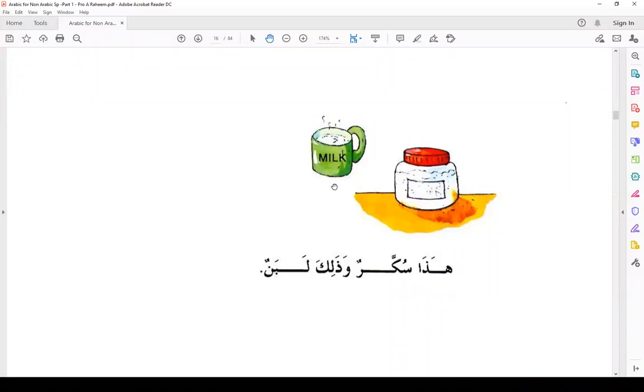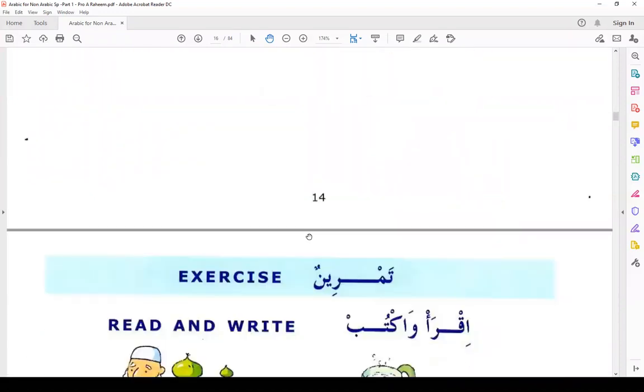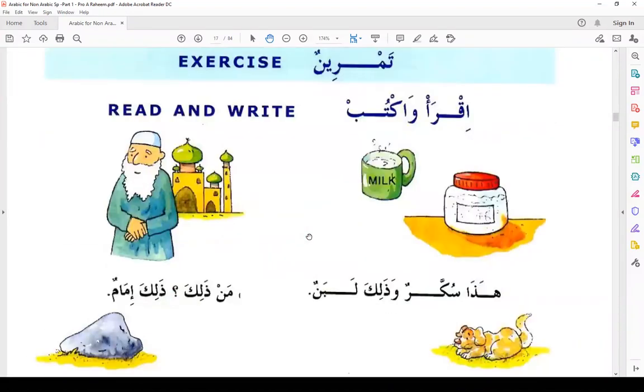Wa dhalika labanun. As I told you all, laban can be used like milk in itself, and it is used as milk, but sometimes there is a distinction, in that if you ask for halib, you get real milk, whilst laban, you may get something like curdled milk. Okay, moving on.